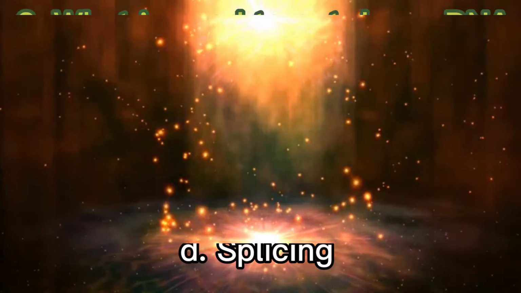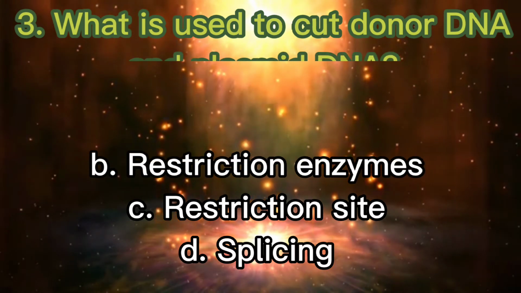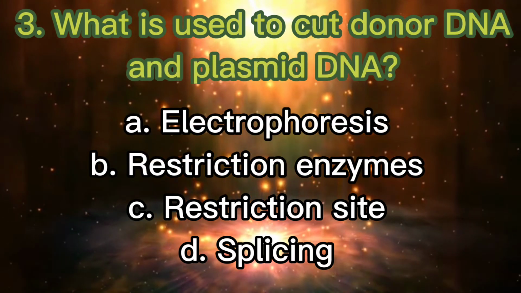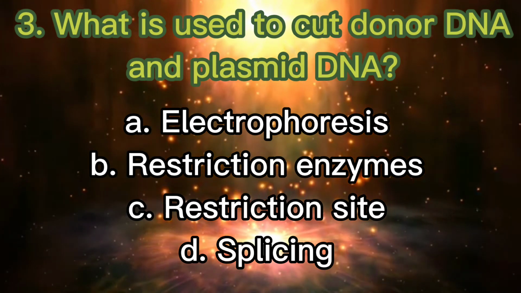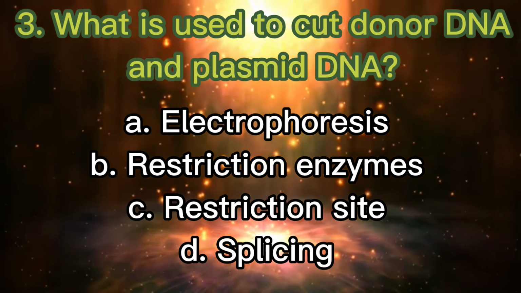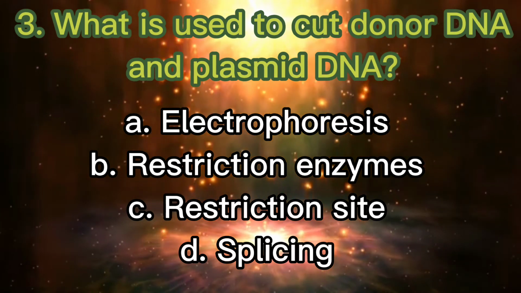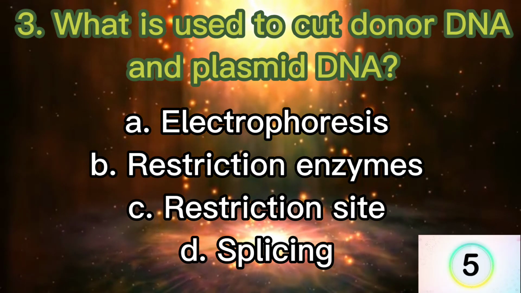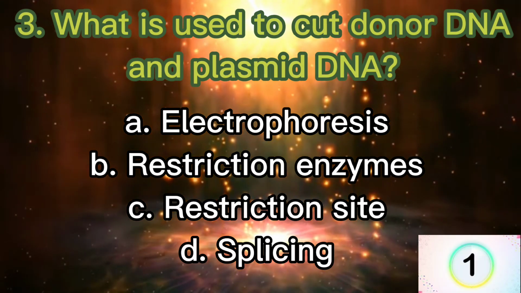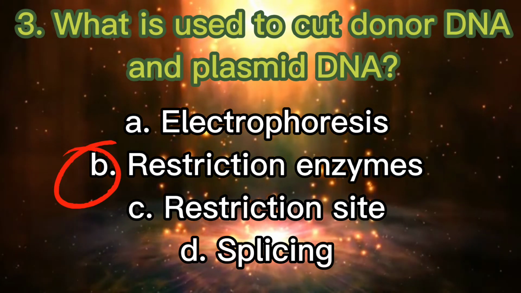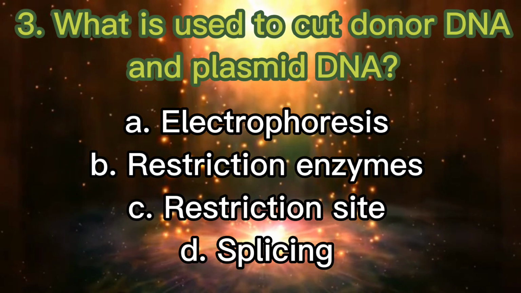Number 3. What is used to cut donor DNA and plasmid DNA? Letter A, electrophoresis. Letter B, restriction enzymes. Letter C, restriction site. And letter D, splicing. If your answer is letter B, then you are correct.